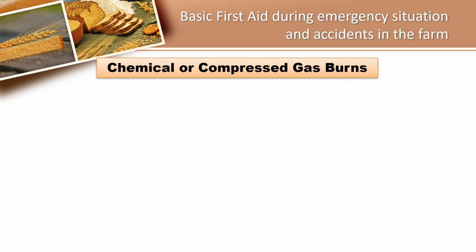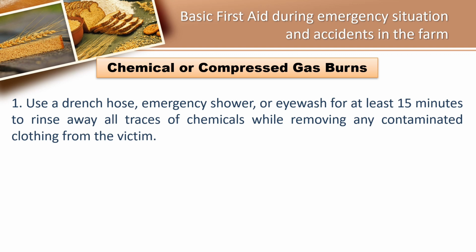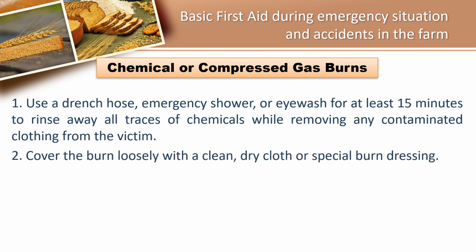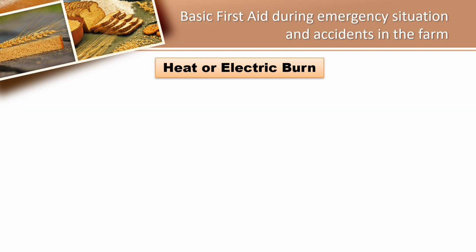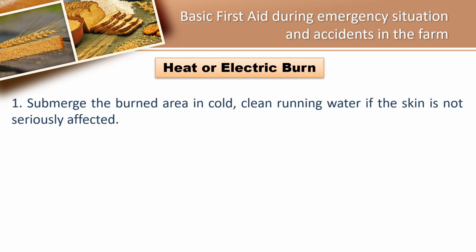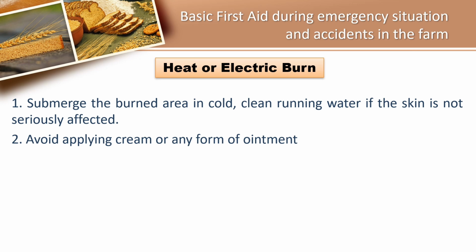Chemical or compressed gas burns. 1. Use a drench hose, emergency shower, or eye wash for at least 15 minutes to rinse away all traces of chemicals while removing any contaminated clothing from the victim. 2. Cover the burn loosely with a clean, dry cloth or special burn dressing. 3. Check the victim for shock. Heat or electric burn. 1. Submerge the burned area in cold, clean running water if the skin is not seriously affected. 2. Avoid applying cream or any form of ointment.